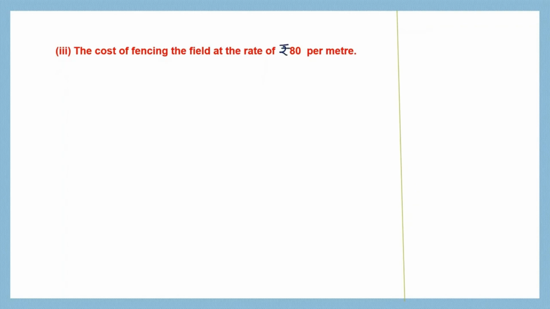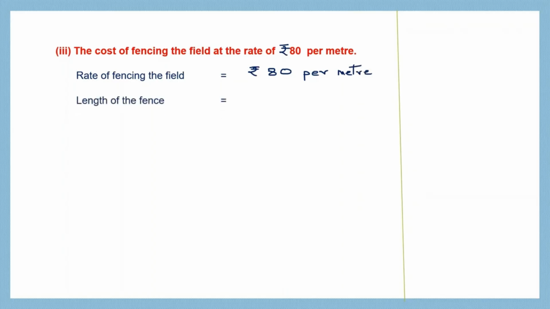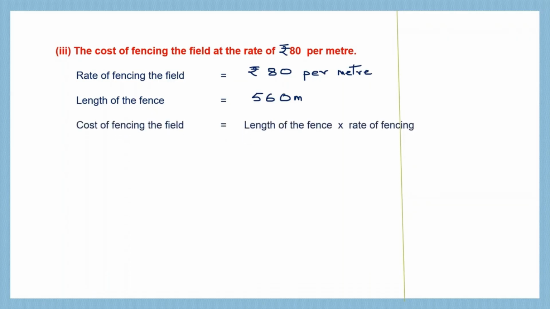So the third part of the question, we have to find the cost of fencing the field at the rate of 80 rupees per meter. So let's begin. Rate of fencing the field is 80 rupees per meter. Now we should be careful about this. It is for 1 meter, it is 80 rupees. Now, length of the fence we have found to be 560 meters. So for 1 meter it is 80 rupees. We have to find for 560 meters. So the cost of fencing is length of the fence into rate of fencing. Length of the fence is 560 meters. Rate of fencing is 80 rupees per meter.